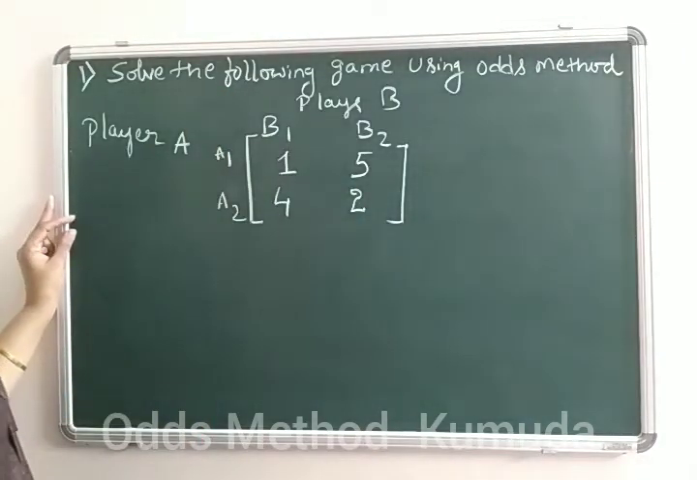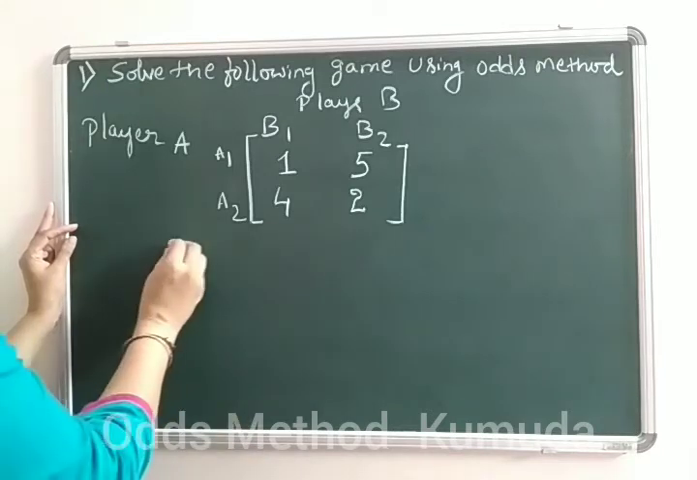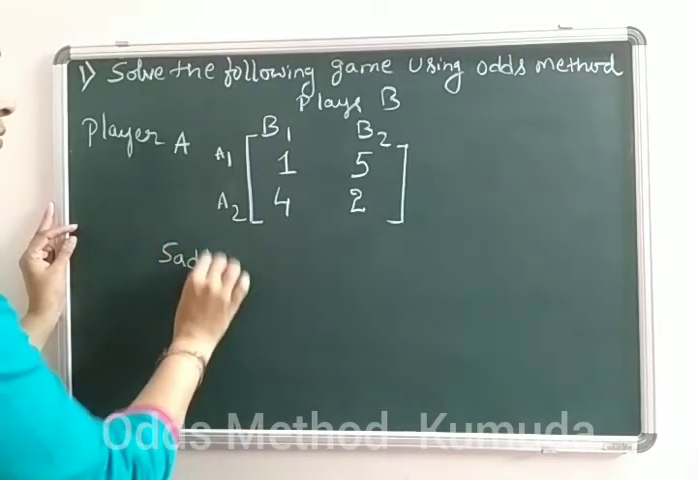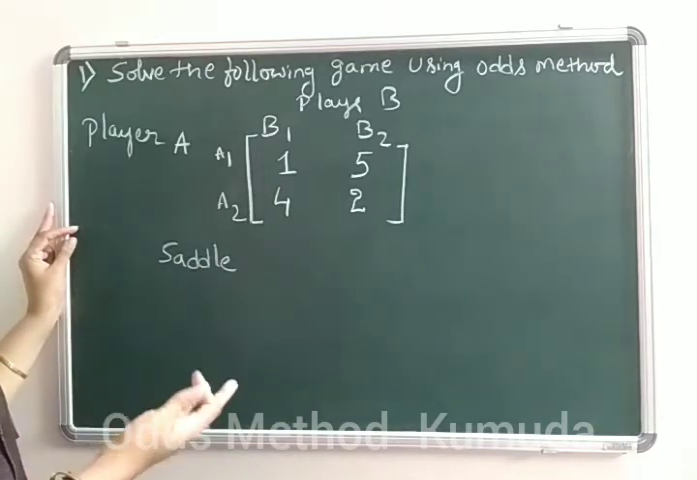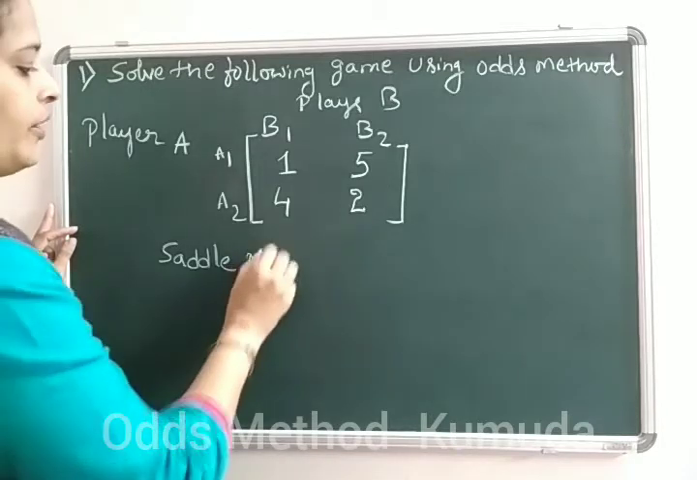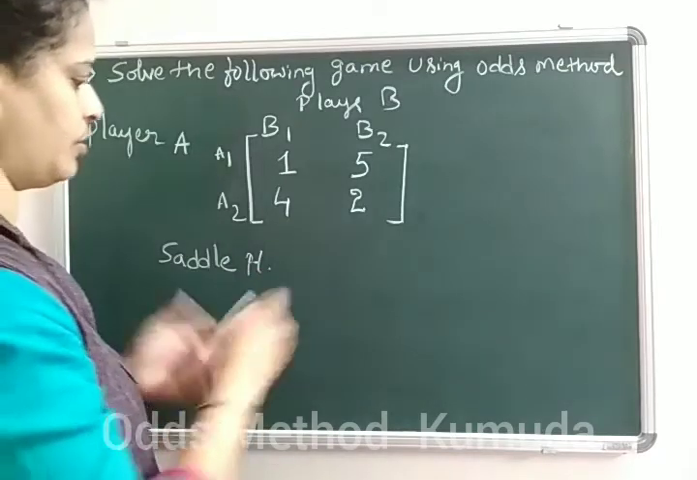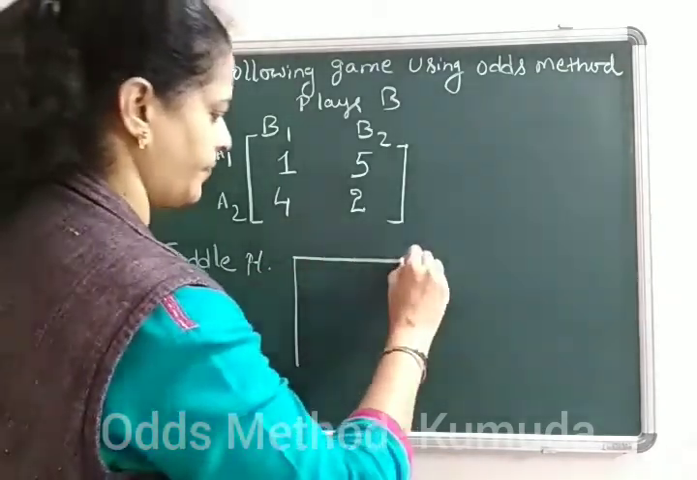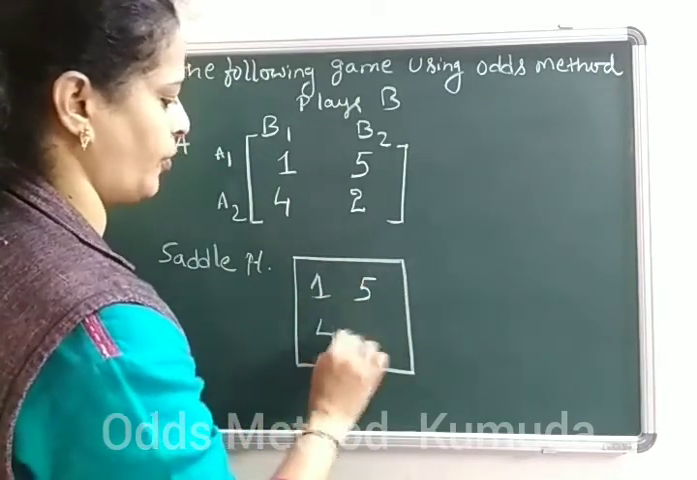odds method. So given any game, the first step that we do is to find a saddle point. So we try to check if it has a saddle point. If it has, that solves our major problem where we find the actual value of the game and even the strategies directly. So how do we find the saddle point? In the given question, copy back the question. So you have 1, 5, 4 and 2.